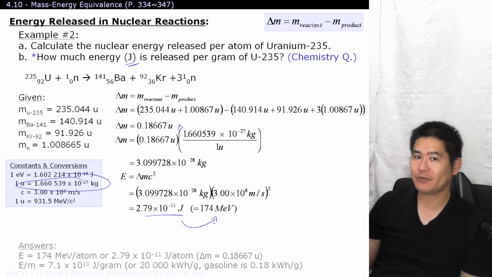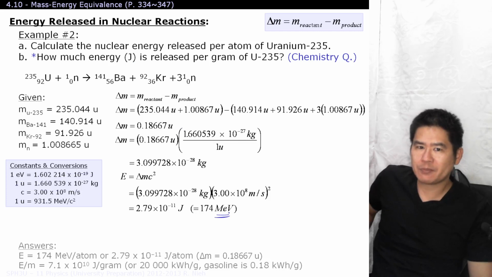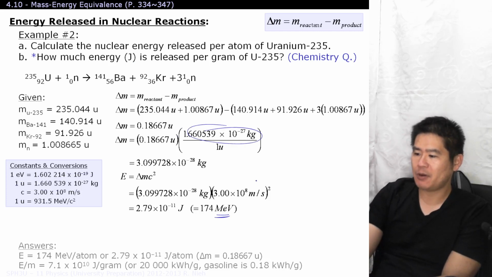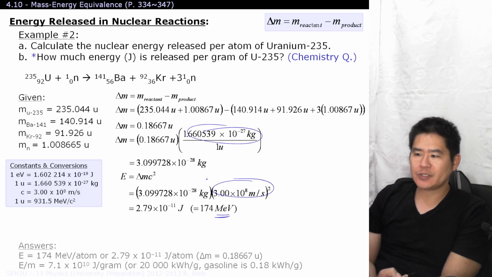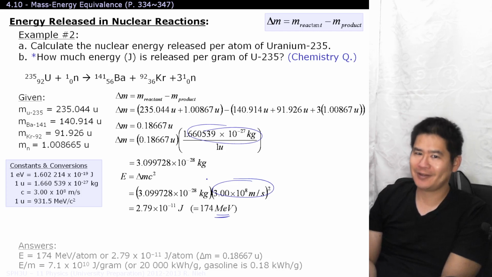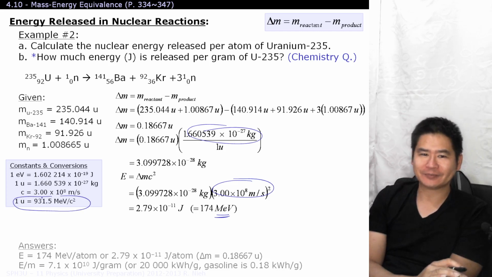But wait, what if there was a shortcut to all this madness? Let's say that I wanted my answer in MeV. You'll notice I'm doing the same process over and over again. I'm multiplying by this. I'm multiplying by this squared. And I'm dividing it by 1.602 times 10 to the negative 13. So if you take a constant, you multiply by another constant squared, and then you divide by another constant, you're going to be left with, that's right, a constant. Here's where it is right over here.